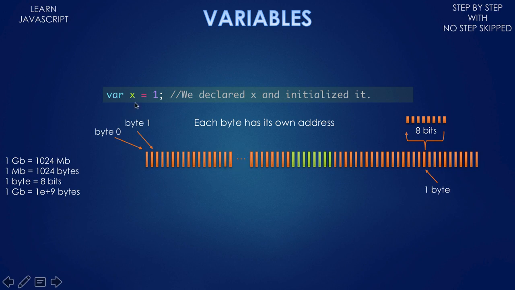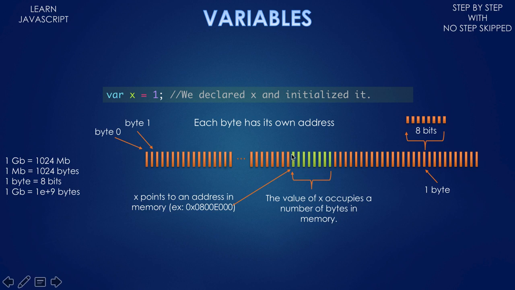So when you create a variable x, x will need to point to one of these addresses in your computer's memory. That's the start of x. Basically, x is going to occupy a few bytes inside your computer. In our example here, the green bytes are occupied by our variable x. We start with that byte, then that one, until that one. Each of these bytes has its own address, so x is going to occupy a range of addresses inside your computer's memory.